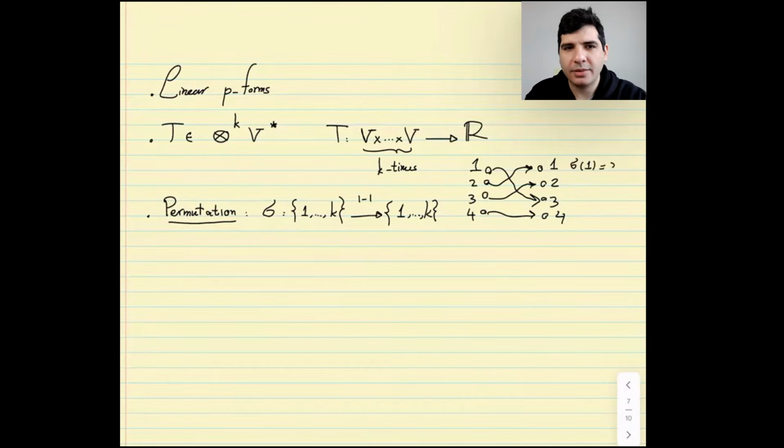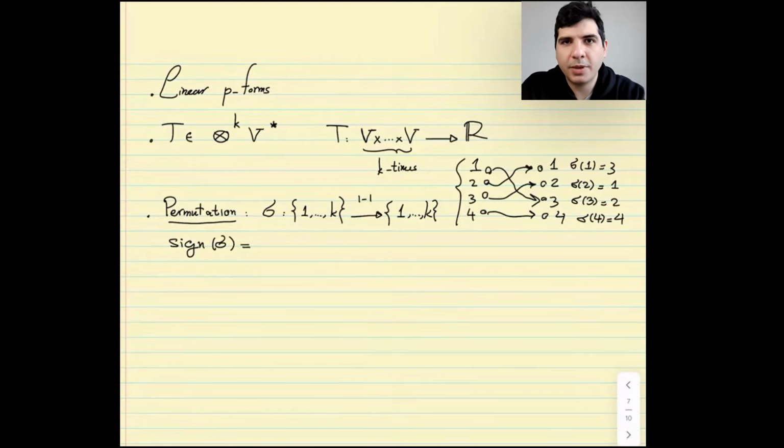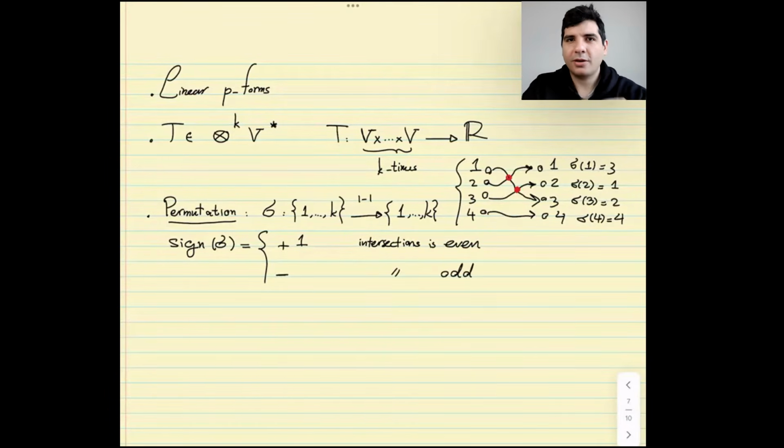If I denote the map with sigma, it would be sigma of 1 equals 3, sigma of 2 equals 1, sigma of 3 equals 2, sigma of 4 equals 4. Great. So this is a permutation. I assign a sign to each permutation, which is either +1 or -1. How do I define that? Look at the number of intersections between those arrows. If the number is even, I define the sign to be +1. If the number of intersections is odd, I define the sign to be -1. Also assume the intersections are always transverse. There wouldn't be any tangential ones.